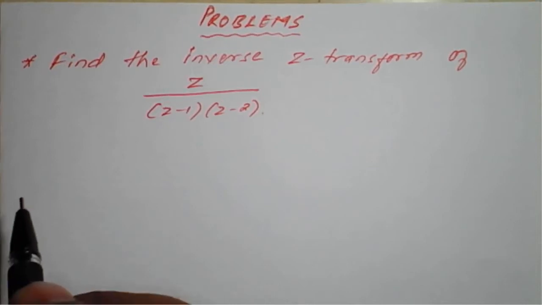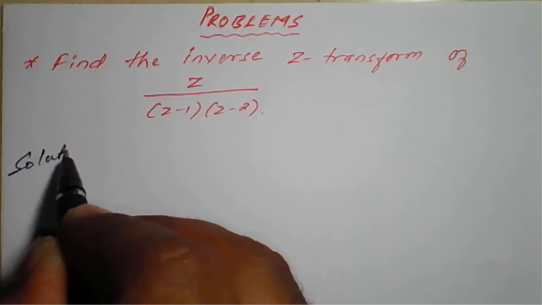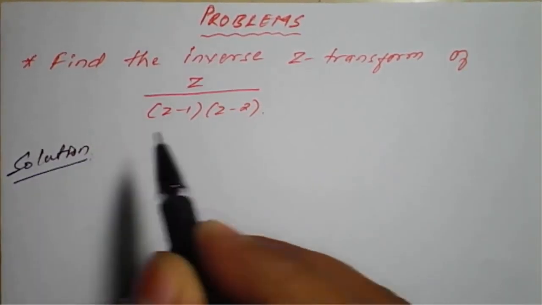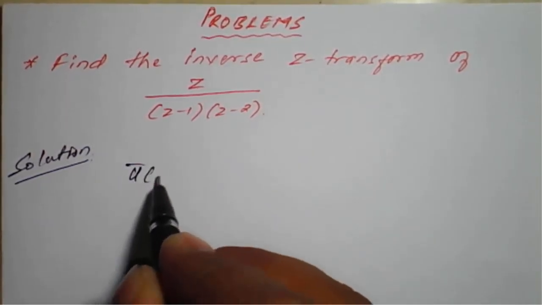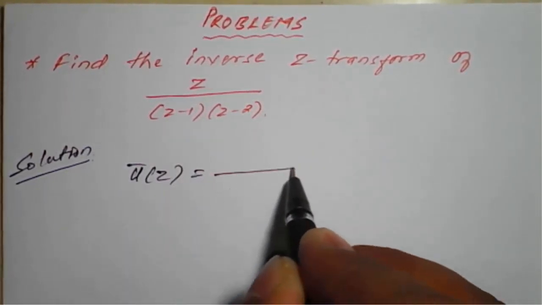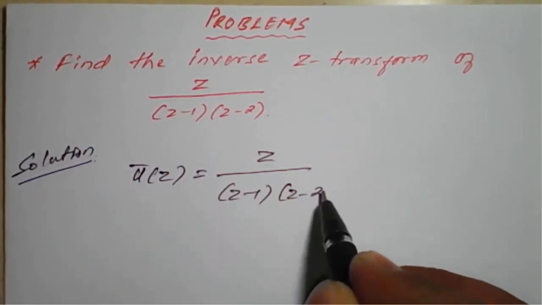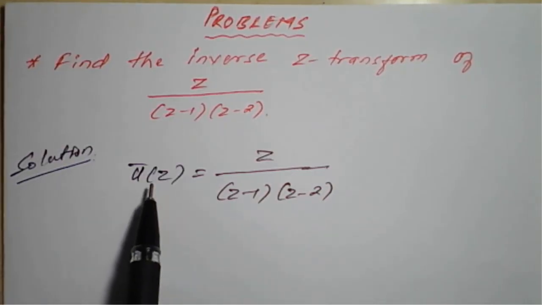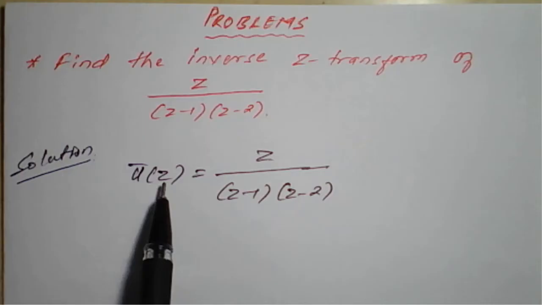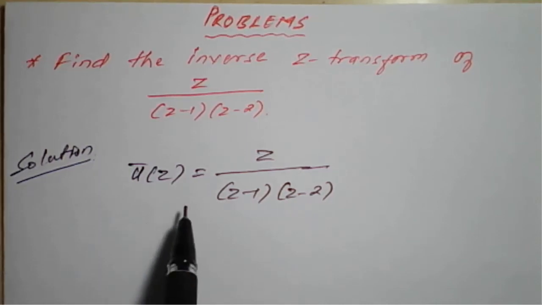So, solution. The given function we consider as U dash of z is equal to z divided by (z minus 1) into (z minus 2). So the given function in terms of z is nothing but the inverse, that is, U dash of z is equal to z upon (z minus 1) into (z minus 2). As per the steps we have seen, what does the step say?